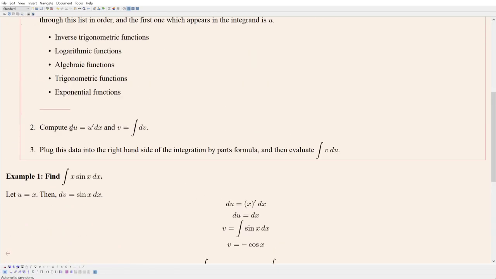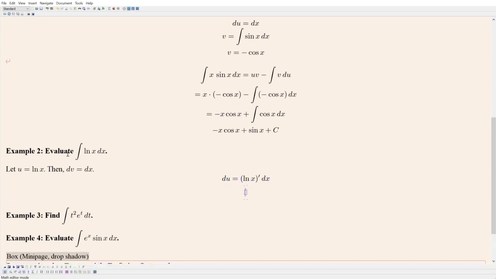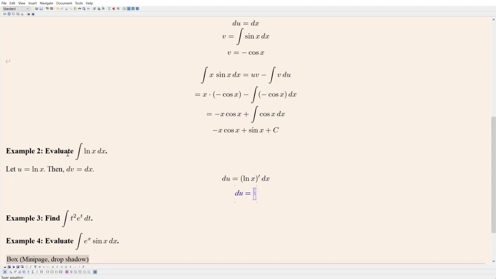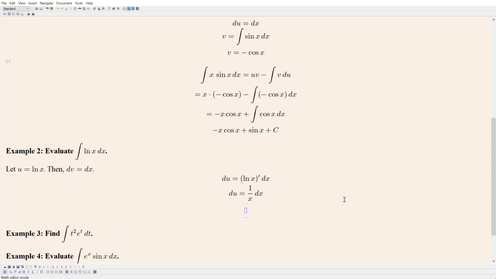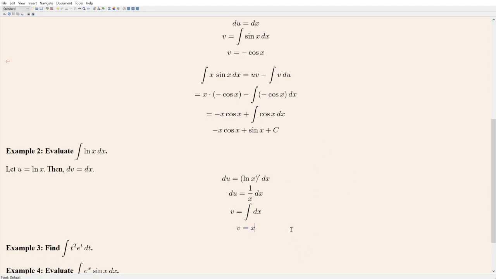Okay, now we compute du and v. So du is going to be the derivative of natural log x times dx. So that is 1 over x dx. We need to compute v. V is the antiderivative of dv, which in this case is just dx. So what is the antiderivative of 1? Well, that is just x. So again, that shouldn't be terribly surprising.